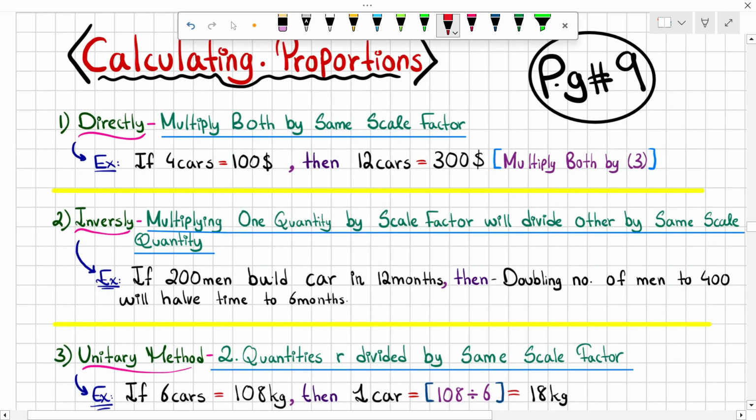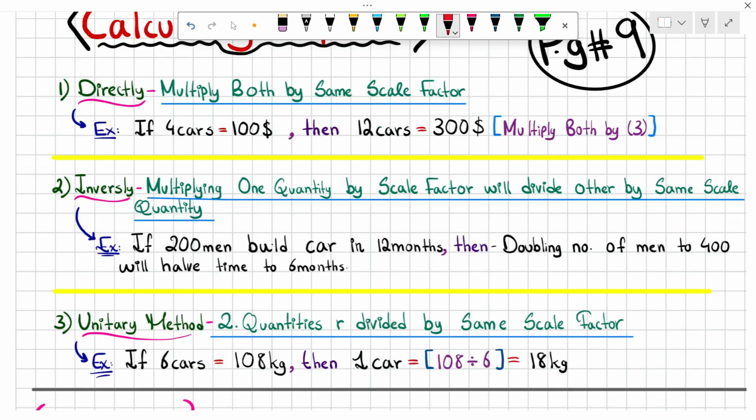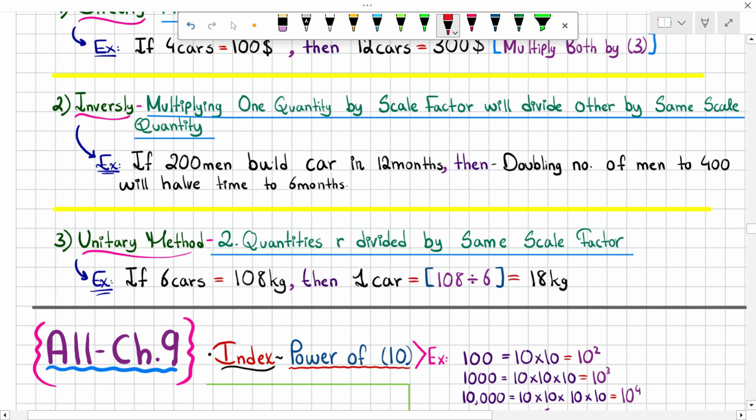Easy as that. So directly, you always multiply both by the same scale factor. Inversely, multiplying one quantity by the scale factor will divide the other one by the same scale factor, because as one is going up, the other is coming down. And the unitary method tells us that the two quantities are divided by the same scale factor. So if you have 6 cars equal to 108 kilos, then one car is 108 divided by 6, 18 kilos.